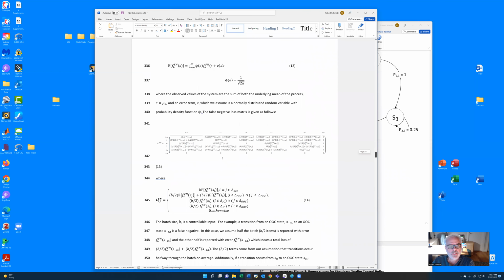And so this is giving the sample loss function of each element of the matrix. If I make a transition from one place to another, B is the batch size. So let's imagine that I have a batch size of 1,000 and I report out a batch with some sort of error. Well, the loss will be the batch size, say 1,000, times the cost of having that error. So that's why you see these B's in here.